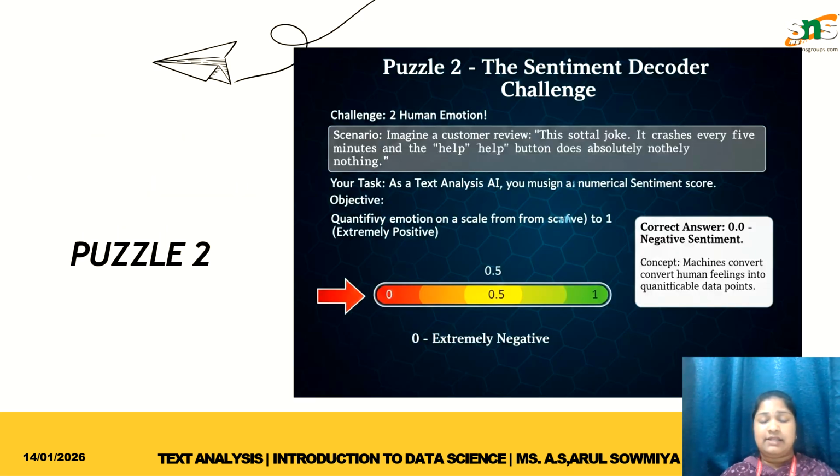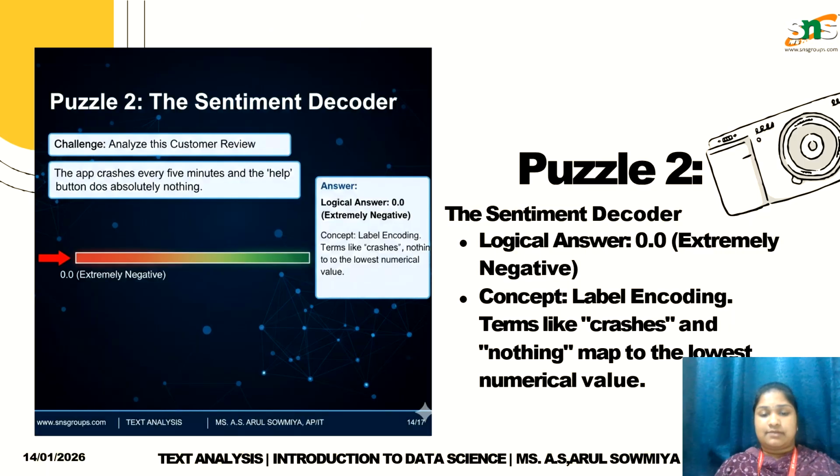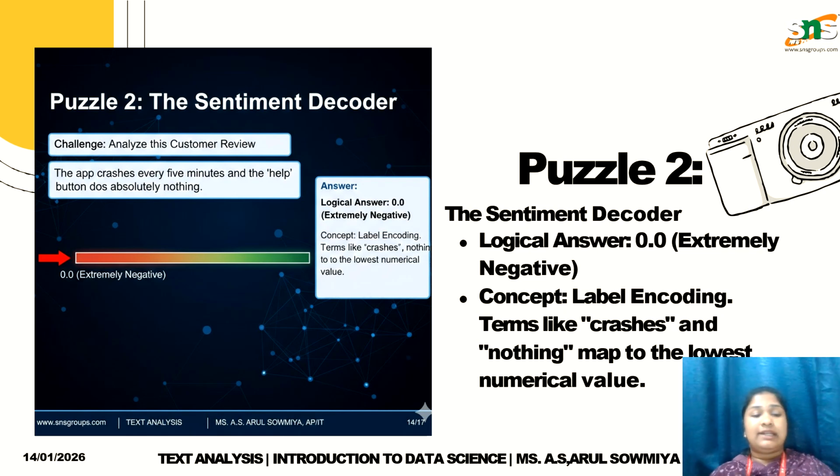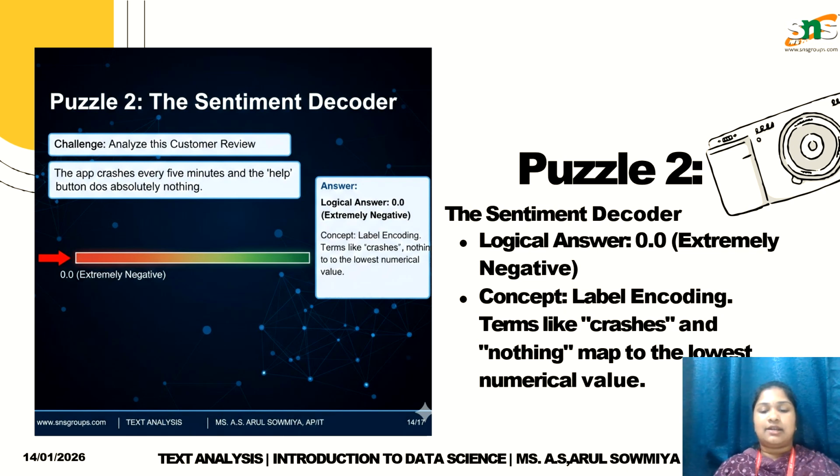Next, this is a puzzle which is a sentiment decoder challenge. Here it shows the puzzles with answers. The next one is the text puzzle, sentiment decoder. We are going to see a logical answer, a concept which crashes, and nothing maps to the lowest numeric.